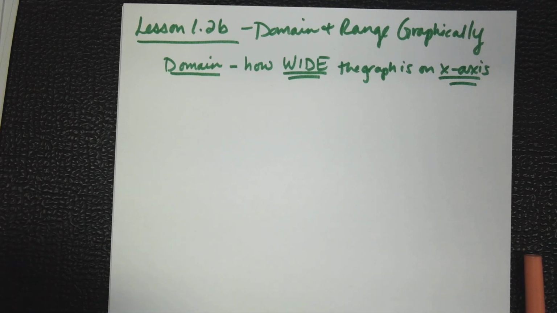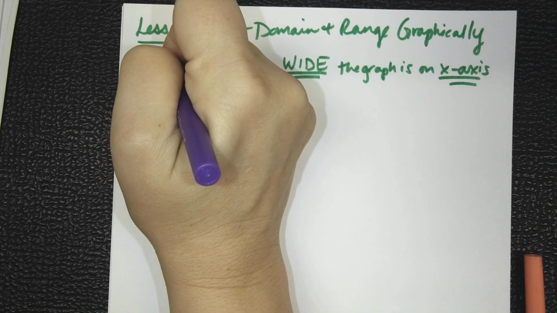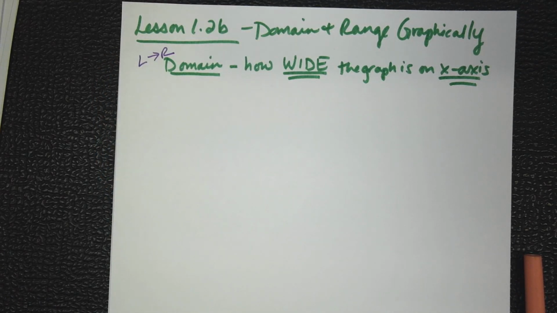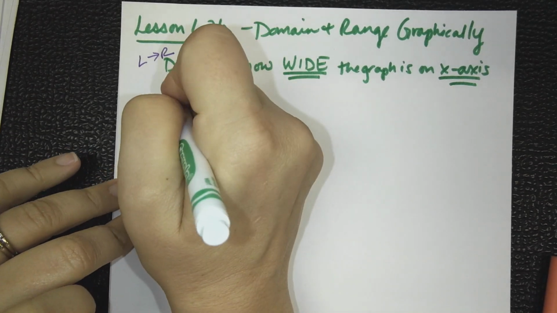And you go left to right, like you read a book. Left to right. We read a book left to right. We look at the graph from the left all the way to the right. You with me so far, right? How wide is this thing? Range.